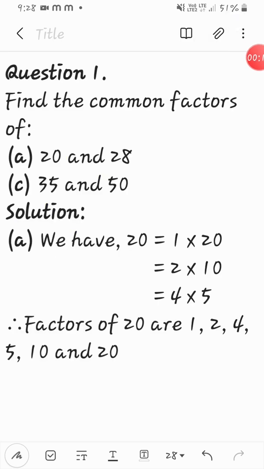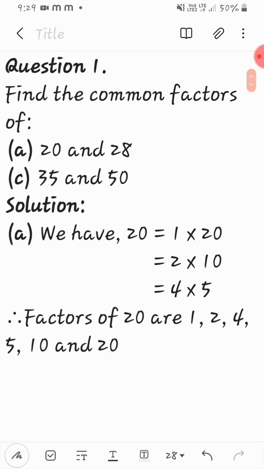Question number 1, find the common factors of 20 and 28. I have already discussed with you all what a factor is and how to find the factors of a number. So the first question here, we have to find the factors of both 20 and 28 first, and then write the common factors among them.